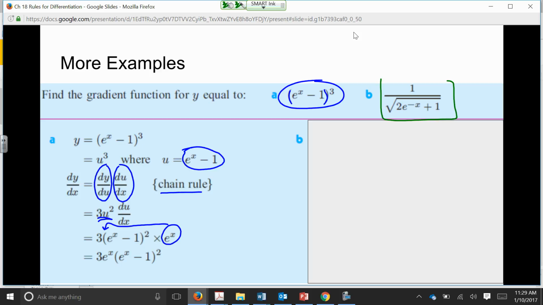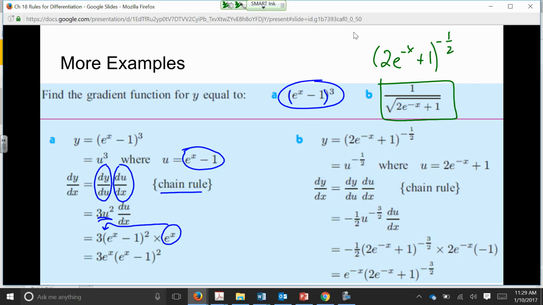Same deal here in B, except now I have this radical in the denominator. So go ahead and start by rewriting 2e to the negative x plus 1 now raised to the negative 1/2. And now I can say, all right, I really have y equals u to the negative 1/2, where u is this function here, 2e to the negative x plus 1. Chain rule application, dy du times du dx. So dy du is negative 1/2 u to the negative 3/2 times du dx, where I'm just going to take the derivative of 2e to the negative x plus 1.